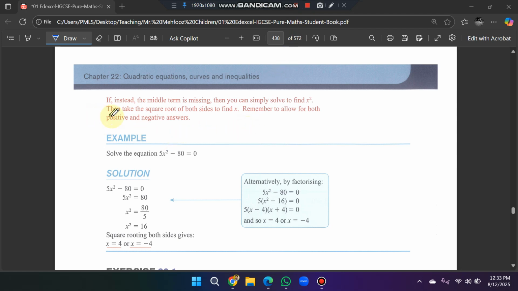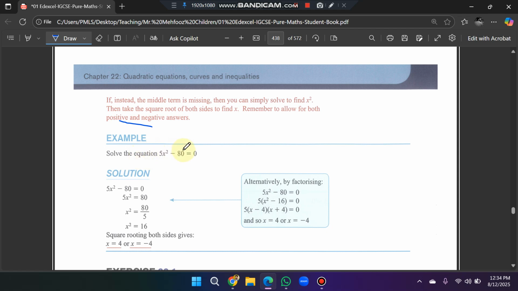Next is that if instead the middle term is missing, then you can simply solve to find x square. So this is another possibility: in a quadratic equation we have a missing term that involves x. We have the term involving x square and the constant term, right? So how can we solve this type of quadratic equation? Take the square root on both sides to find x. Remember to allow for both positive and negative answers.